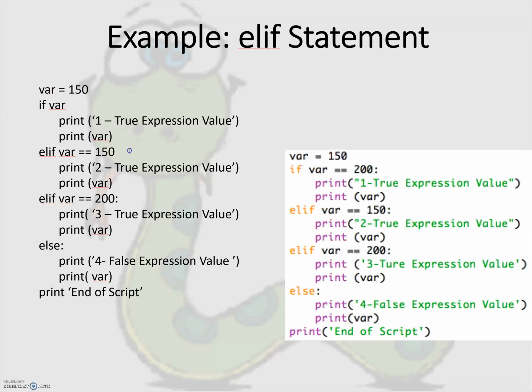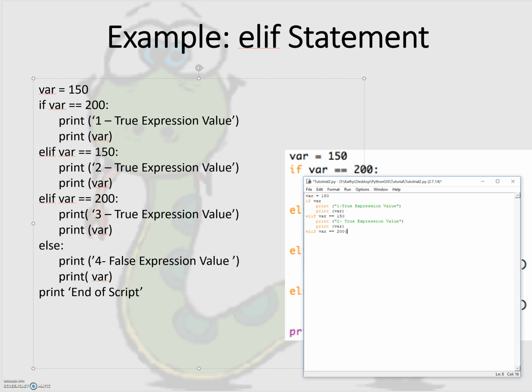If variable equals 200, and I do need a colon here. I forgot to fix it. And okay, we have a 3. Okay, perfect. And don't forget the colon. Okay, and I have 200.